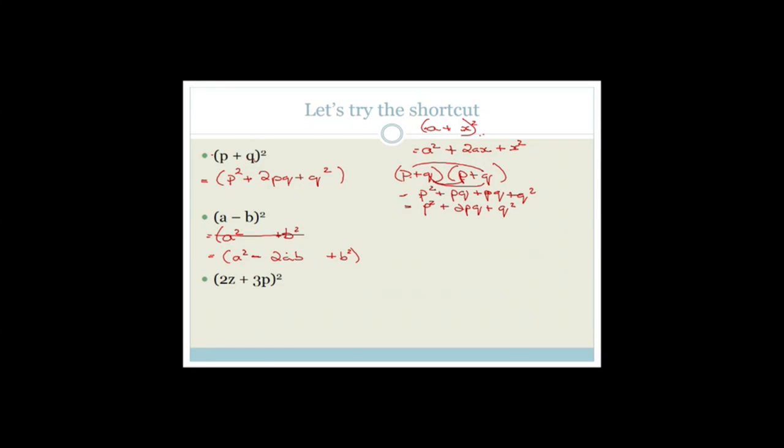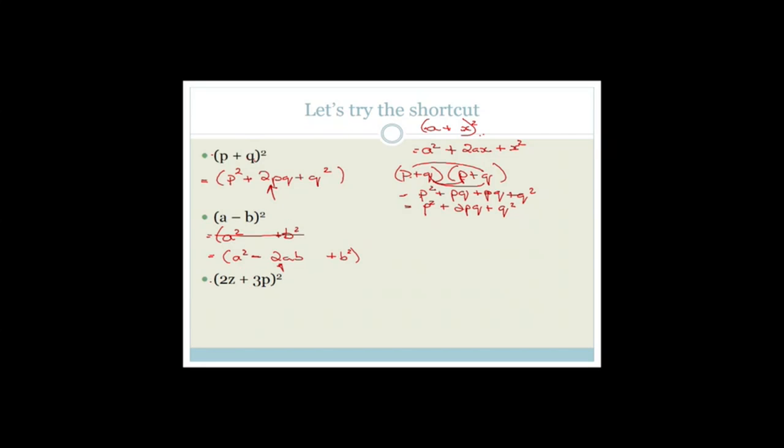Okay, so do you see that the shortcut actually works very well for us, but you've got to remember it. And I find a lot of students forget to double the middle term. So for that reason, if you're prone to forgetting things like that in the exams, just multiply it like normal. It's not a big deal. You can use FOIL and make sure that you get it right. It's more important that you get it right than you use a shortcut.